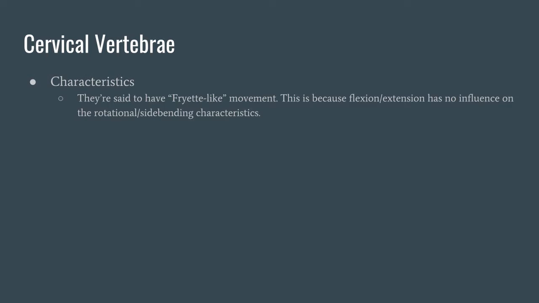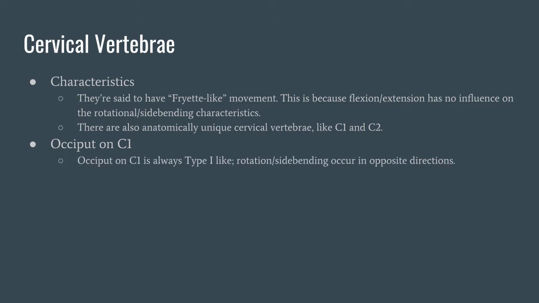The characteristics: they're said to have Fryette-like movement. This is because flexion and extension have no influence on the rotational or side bending characteristics, but they do follow a pattern. There are also anatomically unique cervical vertebrae, like C1 and C2. Occiput on C1 is always type 1-like. Rotation and side bending occur in opposite directions regardless of the flexion or extension component.